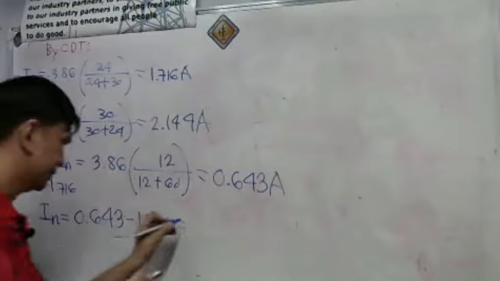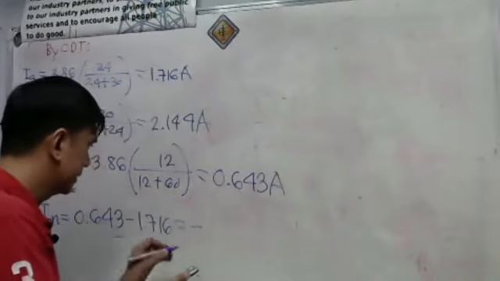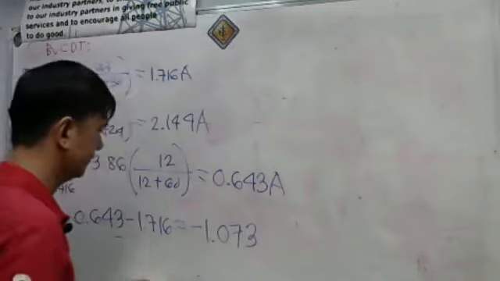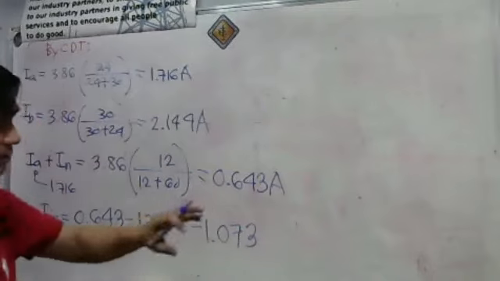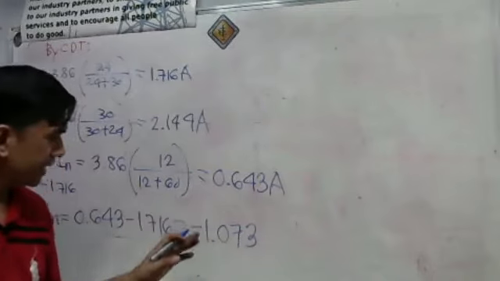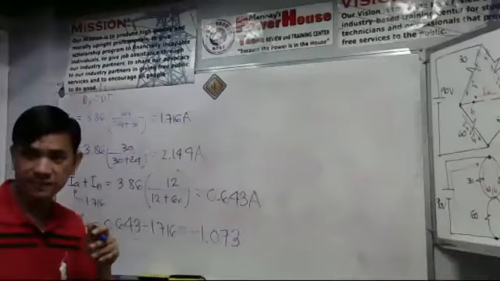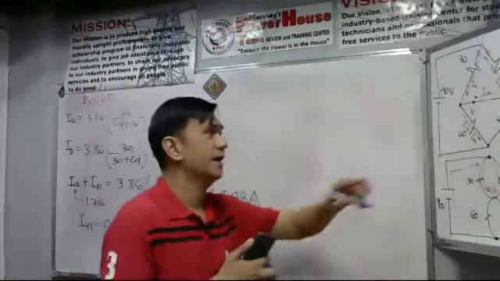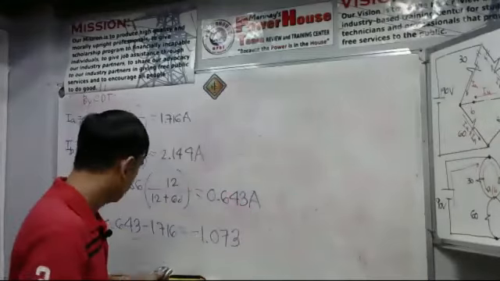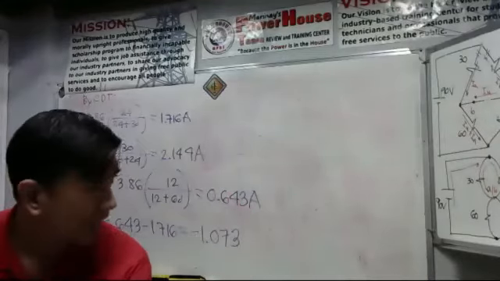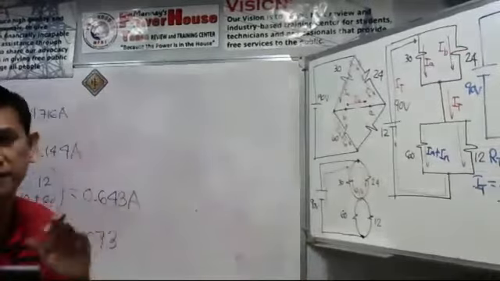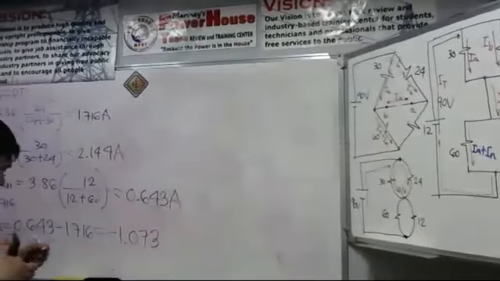There it goes. Okay, negative 1.073. Of course, in our Maxwell's mesh method, we also get negative 1.07. It's just that I used my assumption here going to the left. Again, the current really is going to the right, meaning you just have a wrong assumption. There's no problem about it because you are only assuming that.